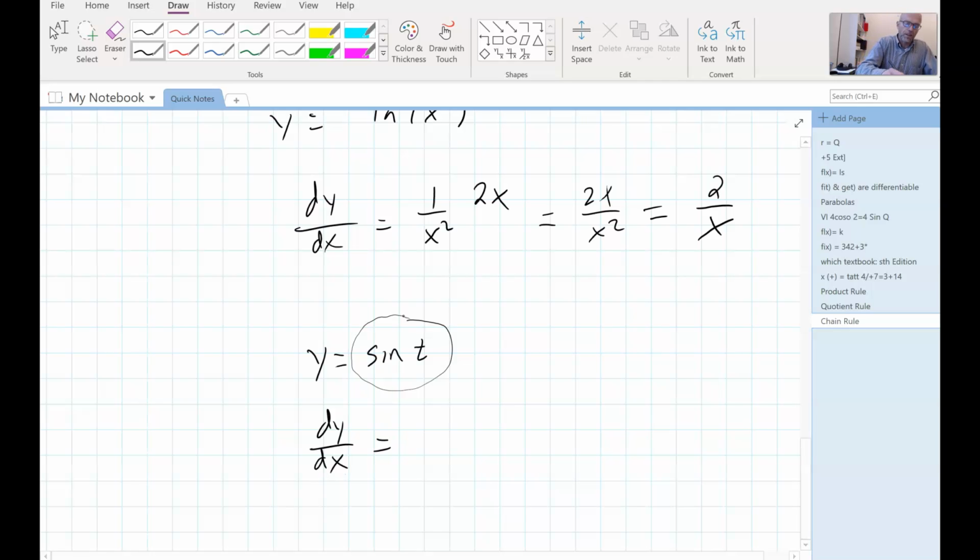And at this point, I don't know how t and x are related. So if I took the derivative of this, I'd have to write this as cosine of t. Then the chain rule would say to take the derivative of t, right? Because I took the derivative of sine, which was on the outside, but now I take the derivative of t. But I don't know what the derivative of t is with respect to x. So I would just write it as dt dx.